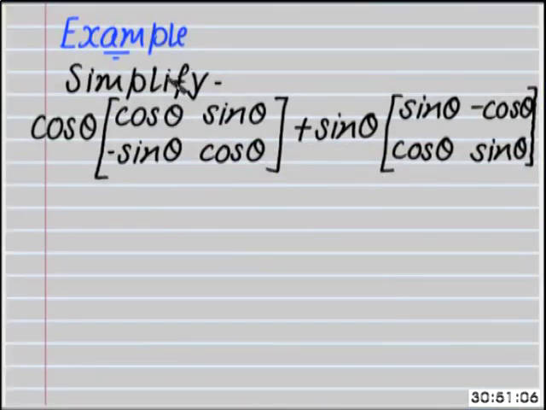Now let's see another example. Simplify cos theta into matrix with first two elements as cos theta, sin theta, second two elements as minus sin theta and cos theta, which is a square matrix of order 2, plus sin theta into square matrix of order 2 with first two elements as sin theta and minus cos theta, second two elements as cos theta and sin theta. Now its solution.